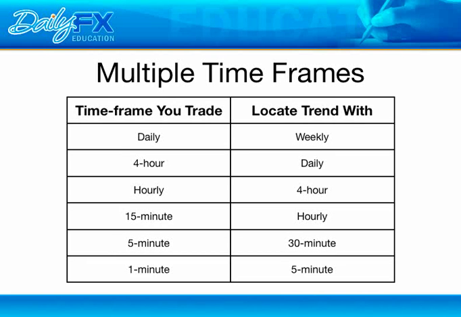If you're trading on a daily chart, use the weekly chart to identify the trend. If you trade on the 4-hour chart, use the daily chart to identify the trend. If you trade on an hourly chart, use the 4-hour chart to find the trend. If you trade on a 15-minute chart, use the hourly chart to find the trend. For a 5-minute chart, use a 30-minute chart to identify the trend. And if you're trading on a 1-minute chart, use a 5-minute chart to first identify the trend.